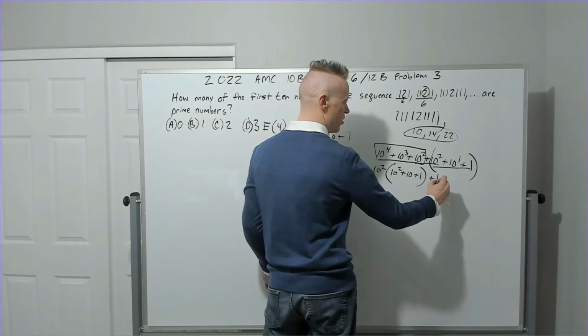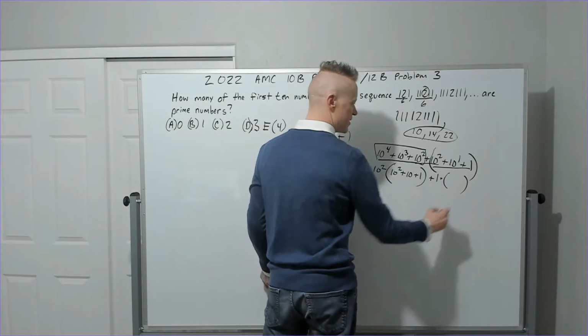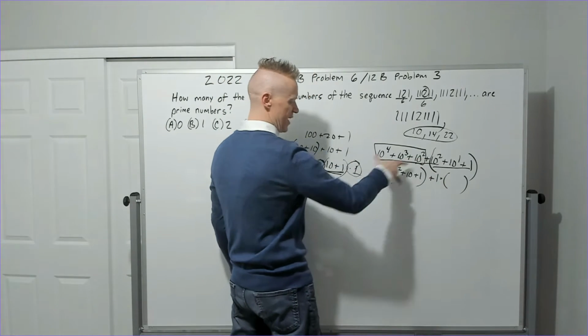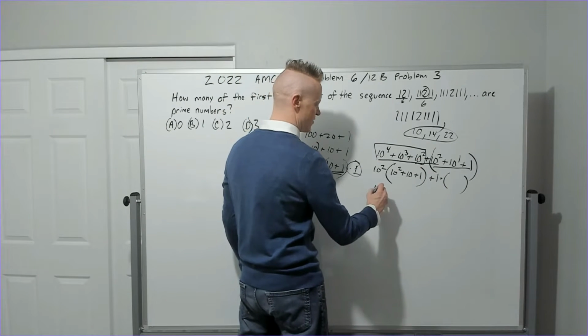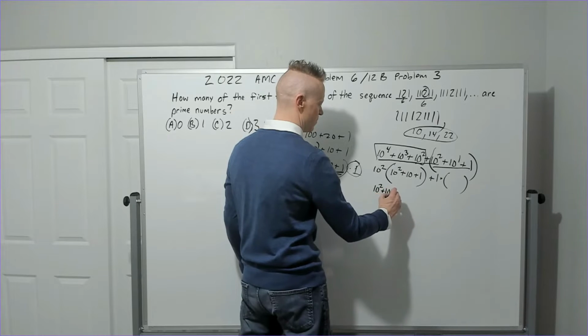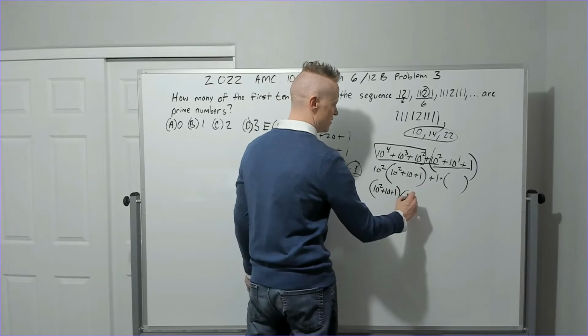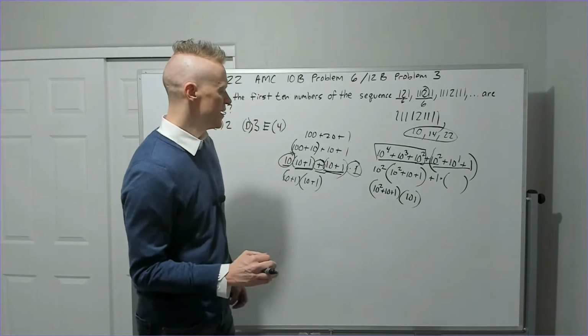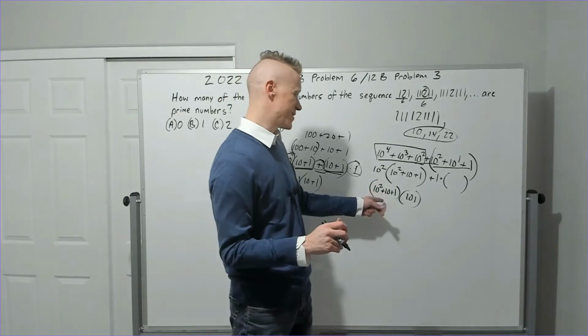So you'll have plus 1 times the same parenthesis, 10 squared plus 10 plus 1. So we're just going to factor that out, and you're going to have 10 squared plus 10 plus 1 times essentially 101, 10 squared plus 1. So that's going to keep going.